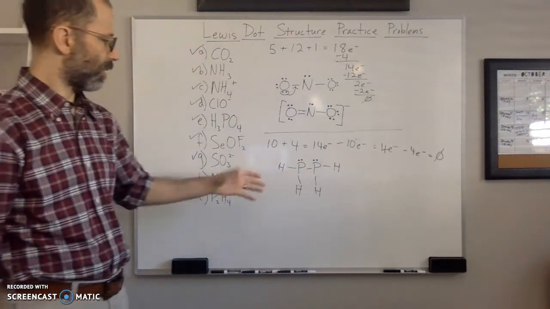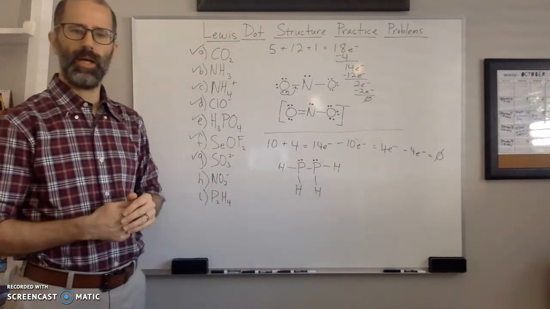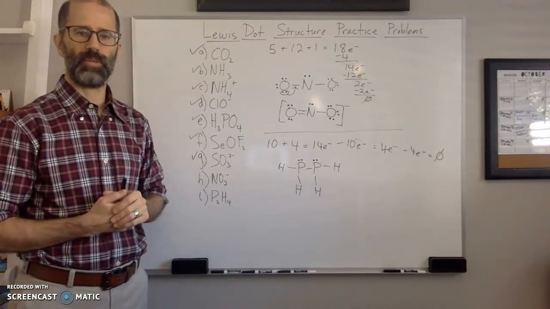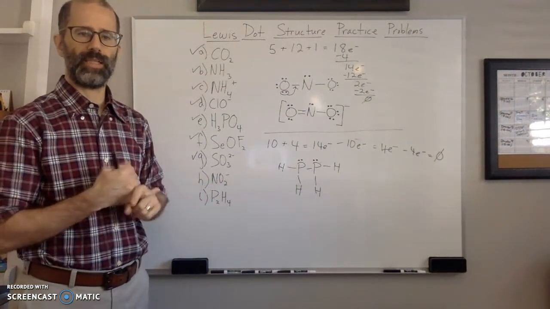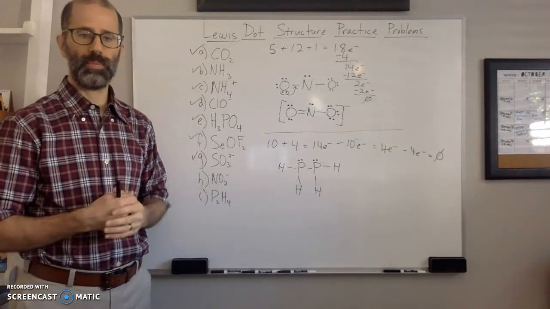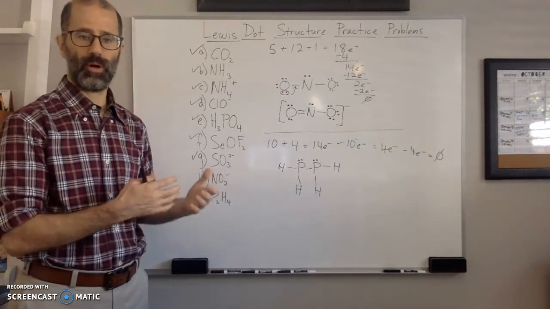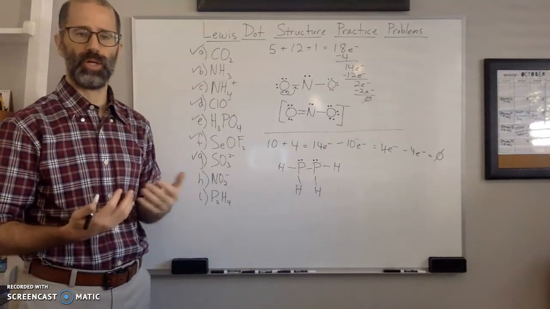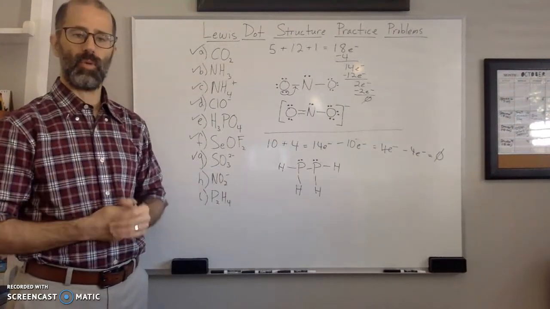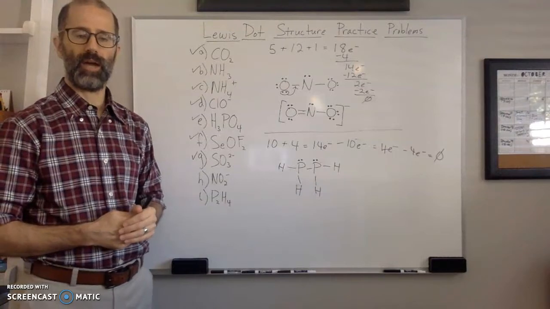And so I hope this was helpful. And again, in the next couple of videos, I'm going to be talking about resonance structure, formal charge. If you have more than one possible Lewis dot structure for a compound, how do you figure out which one is the best of the bunch? So watch out for that in other videos.